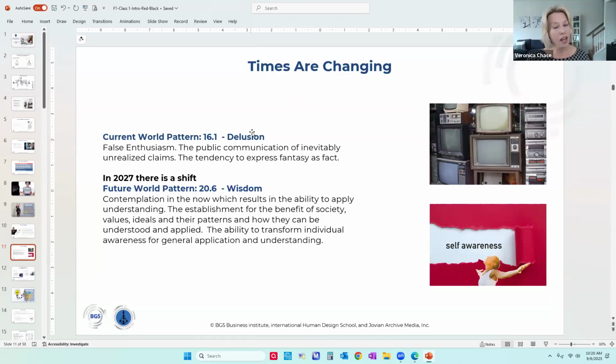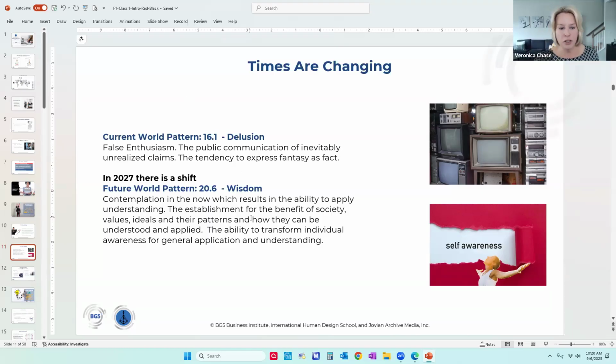Right now, we are fully embracing the world of delusion in the current world pattern. So false enthusiasm, unrealized claims, expressing fantasy as fact. We see it everywhere, right? Nobody really knows what the truth is anymore. We'll hear something and we're like, is that the truth? Wait, or is this the truth? And this is why, again, the only truth you're ever really going to know is what's the truth within me. That's the only thing I can know and count on for sure.